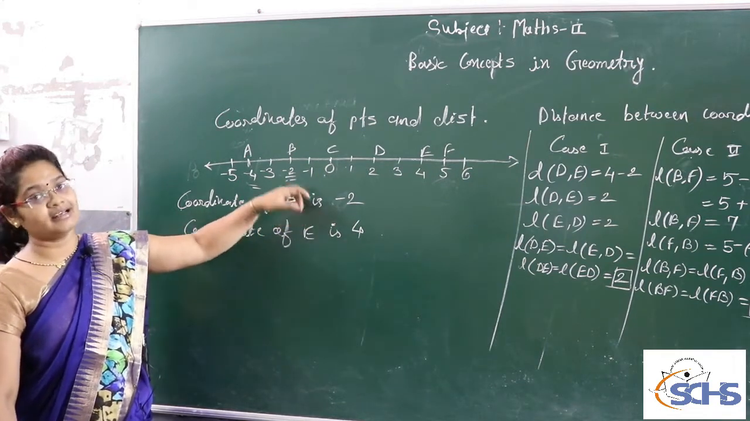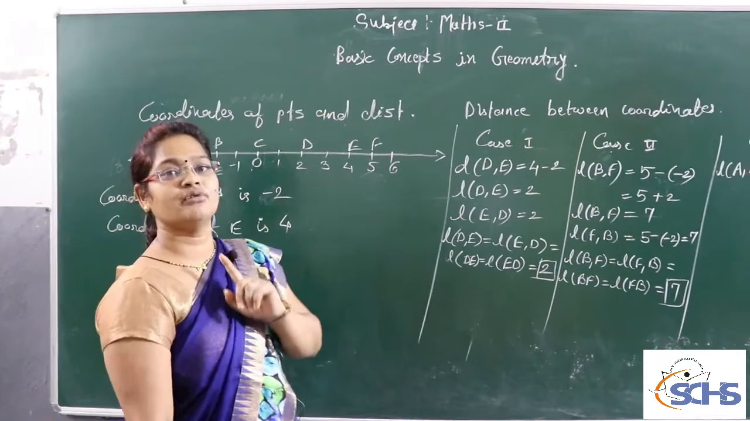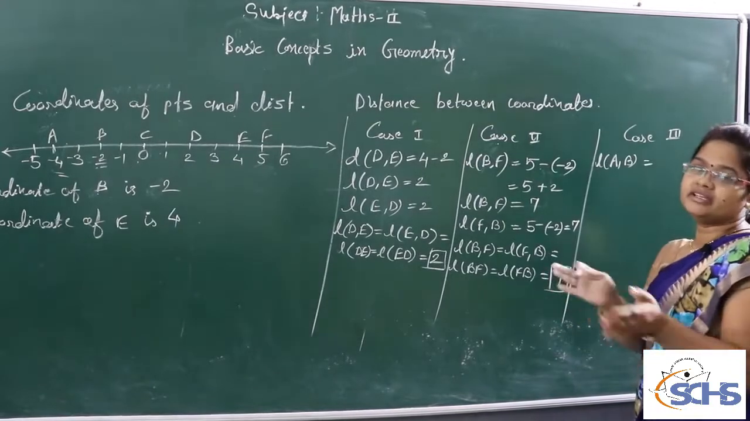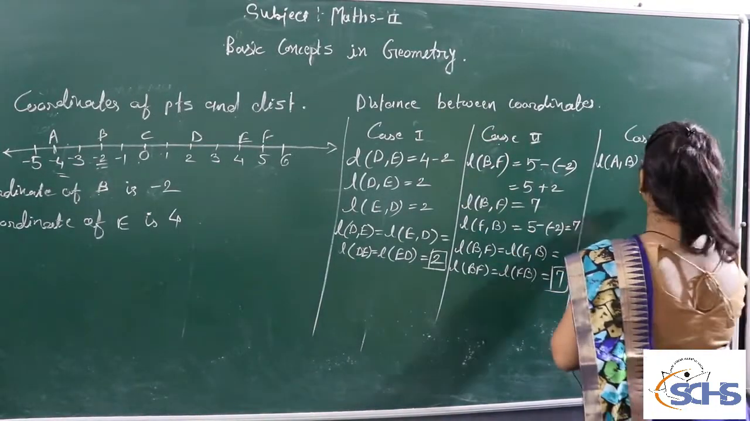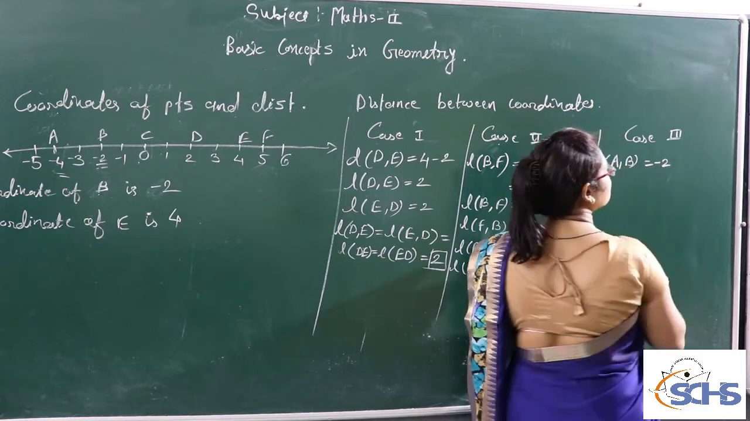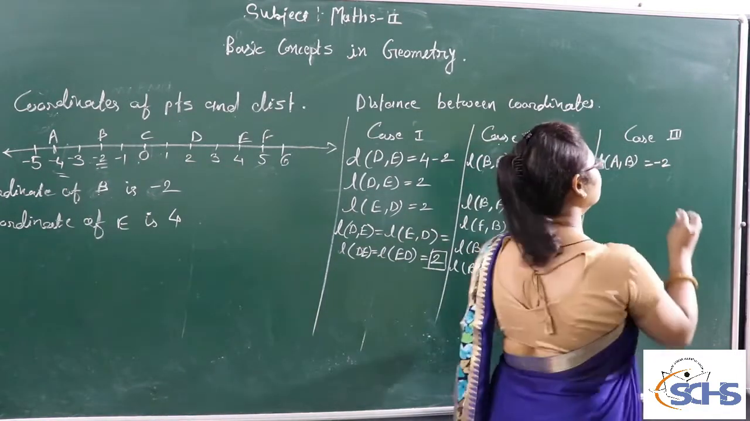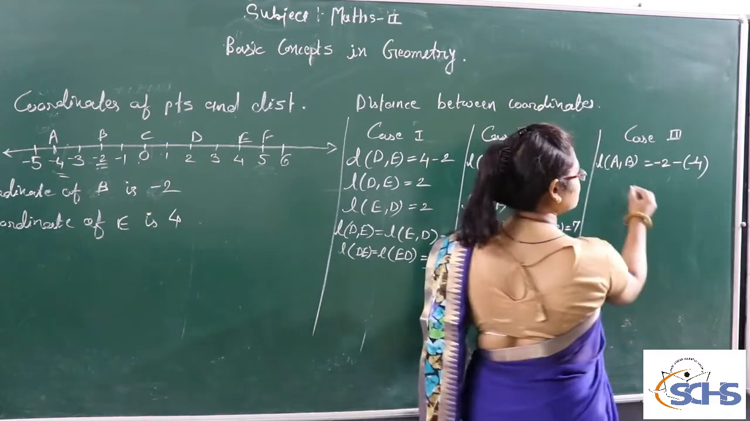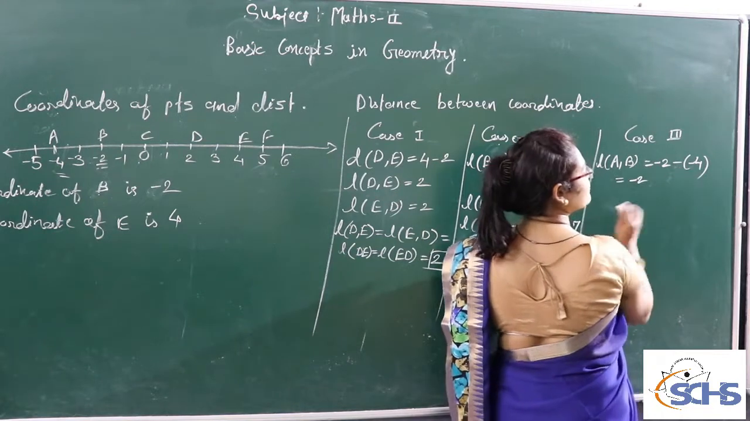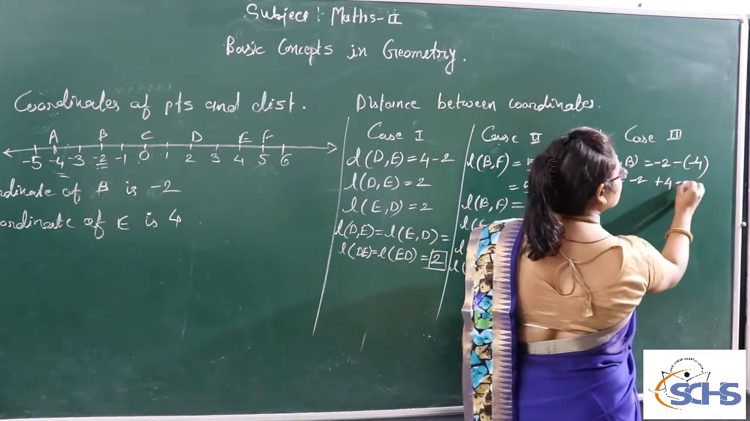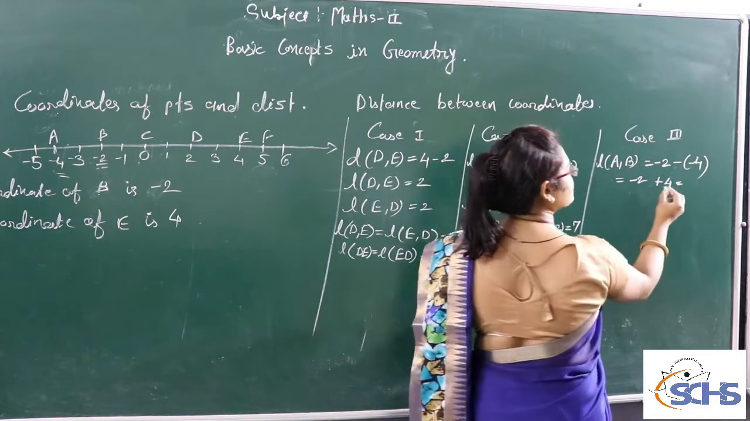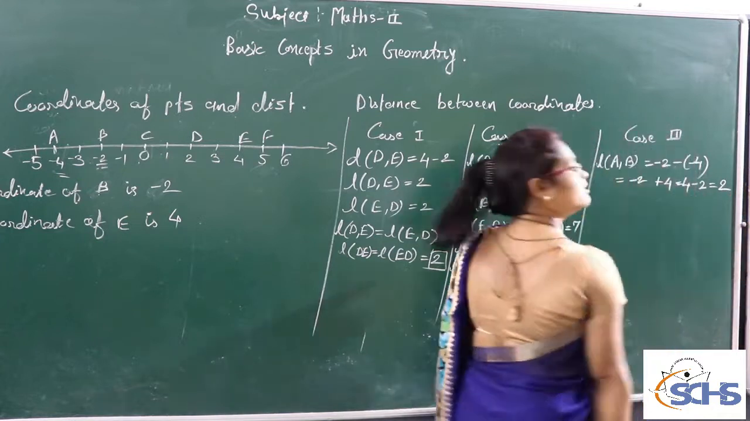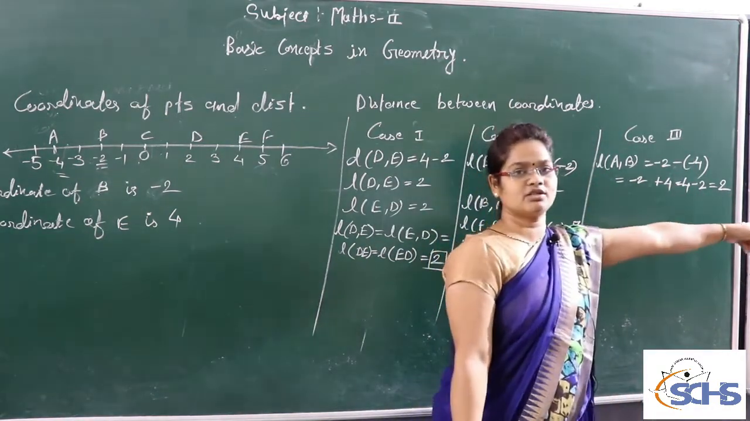Minus 2 will be greater than minus 4, and whenever we have to find out the distances, we have to always subtract the smaller coordinate from the greater coordinate. So we will subtract minus 4 from minus 2. While finding length of AB, we will do minus 2 minus of minus 4, and that is equal to minus 2, this minus minus will become plus 4. So minus 2 plus 4 is equal to 4 minus 2, which is equal to 2. Okay, we get length of AB is equal to 2.